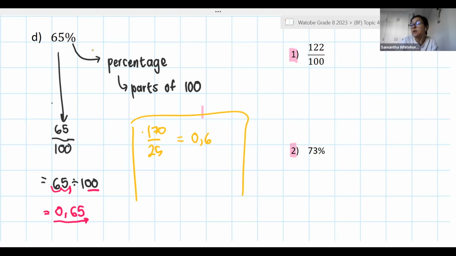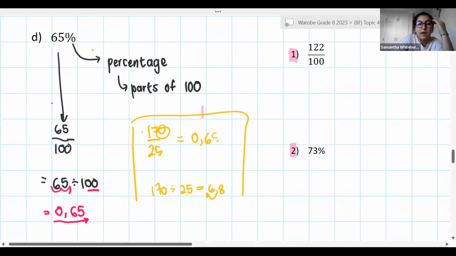Okay, I do see where you're going with this. Because if you say 170 divided by 25, you get 6,8. And now you have added a 0, so you would have to take away that 0. So you'd have to move it to the left. So you would get 0,68.